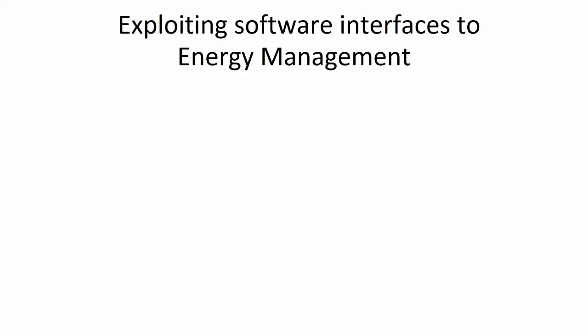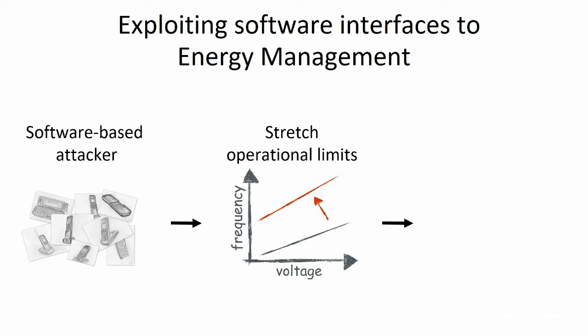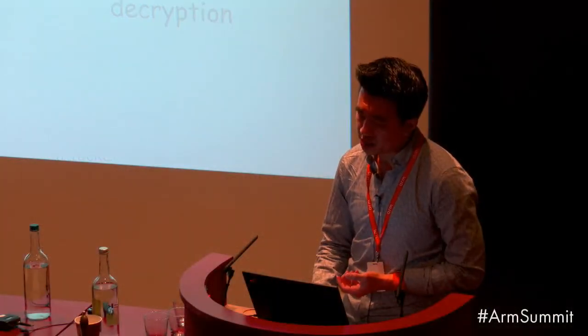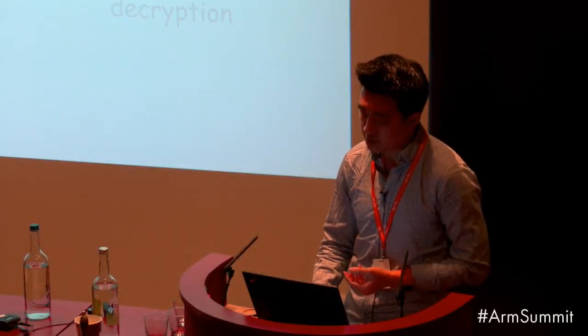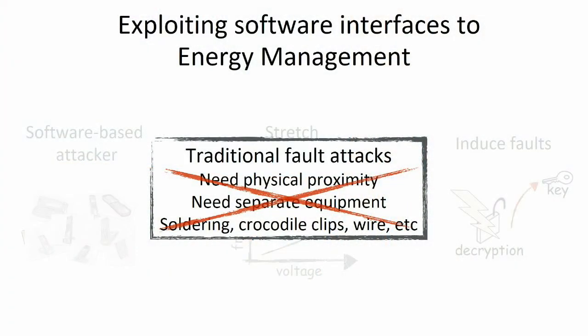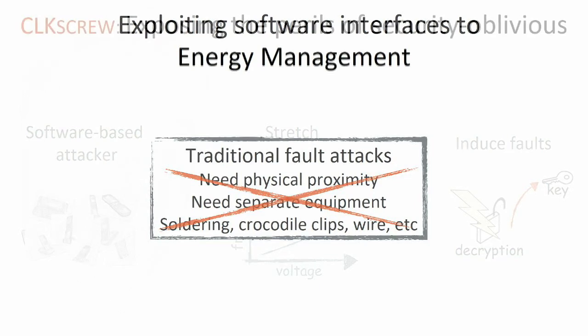Our attack idea is this. Through software, we manipulate the energy management parameters to stretch the operational limits of the devices in a way that induces faults in security critical software. So why is this cool? This is because it allows us to sidestep all the requirements of traditional fault attacks, like needing physical proximity, separate equipment, and all the messy business. But more importantly, this opens up a very new attack surface on something very pervasive on the systems. And it also raises the possibility of doing fault attacks remotely.